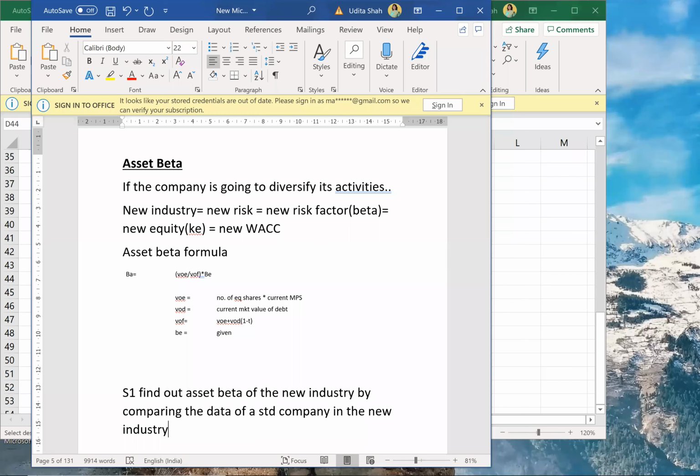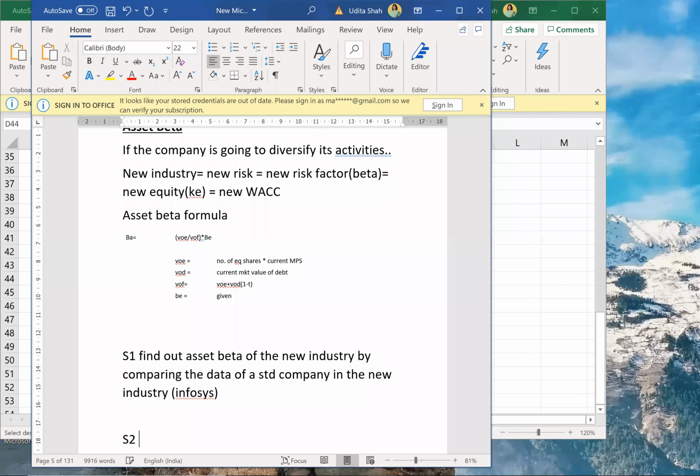So for example, I wanted to start a project in the software industry. Which is the standard company? For the software industry, the standard company will be Infosys. So for step one, when I'm looking at the value of equity, value of debt, value of firm, whose value will I calculate? I'll not calculate my company's value. I'll calculate the standard company's value. So with the help of Infosys's value, I'll find out the asset beta of the entire software industry. So that is step 1.